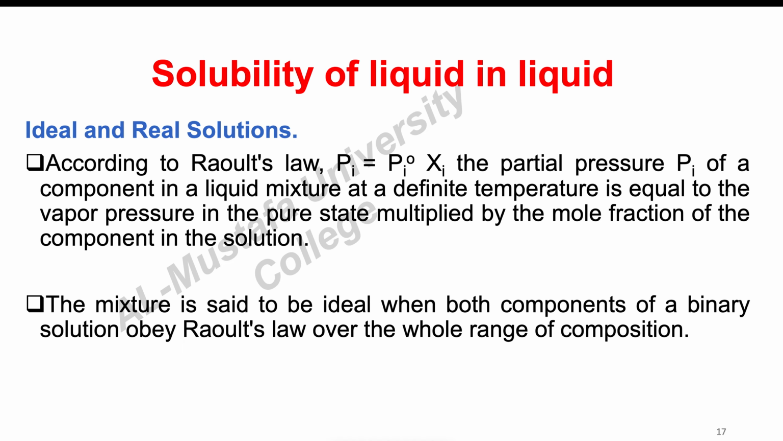We have already covered this, and I will repeat it once more: Raoult's law. The partial pressure of the components in a liquid mixture at the defined temperature is equal to the vapor pressure in the pure state multiplied by the molar fraction of the component in the solution. The mixture is said to be ideal when both components of a binary solution obey Raoult's law over the whole range of composition.